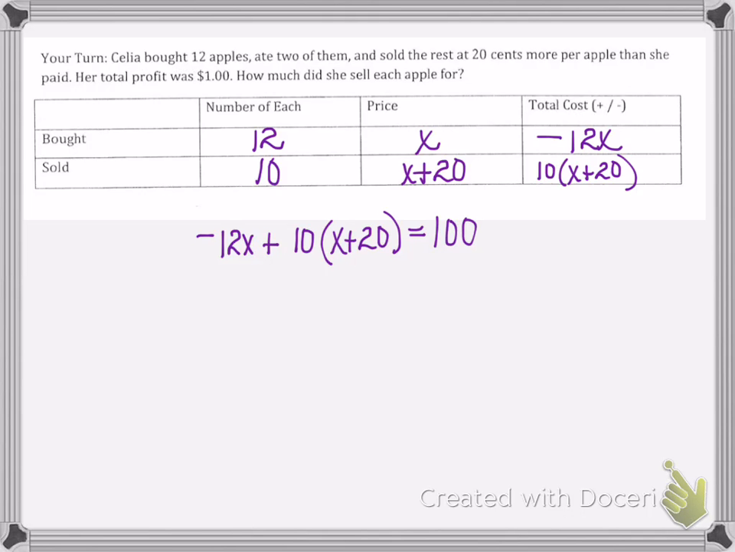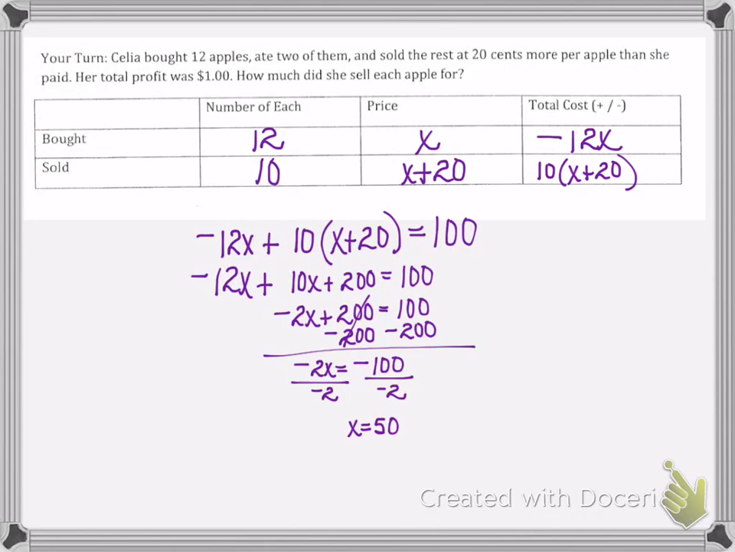Solve for X. So she bought them for 50 cents each. The question is asking how much she sold each apple for, so we need to plug the 50 in for X to X plus 20. So that means that Celia was selling each apple for 70 cents.